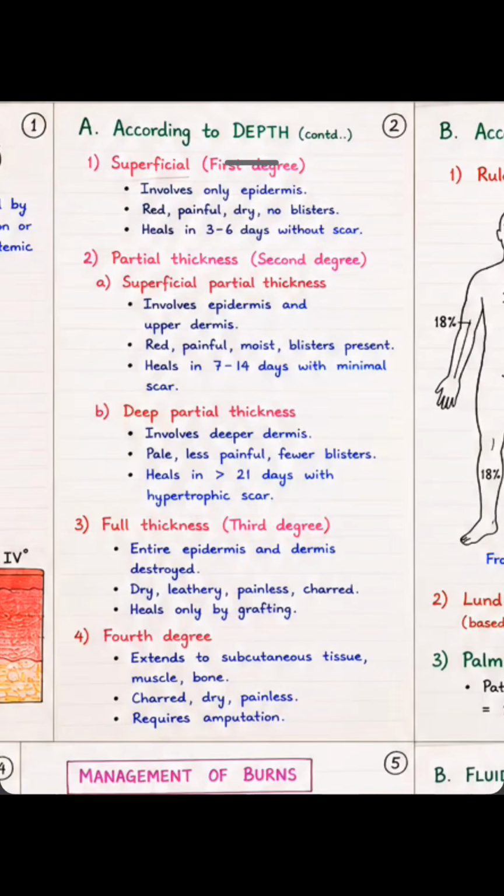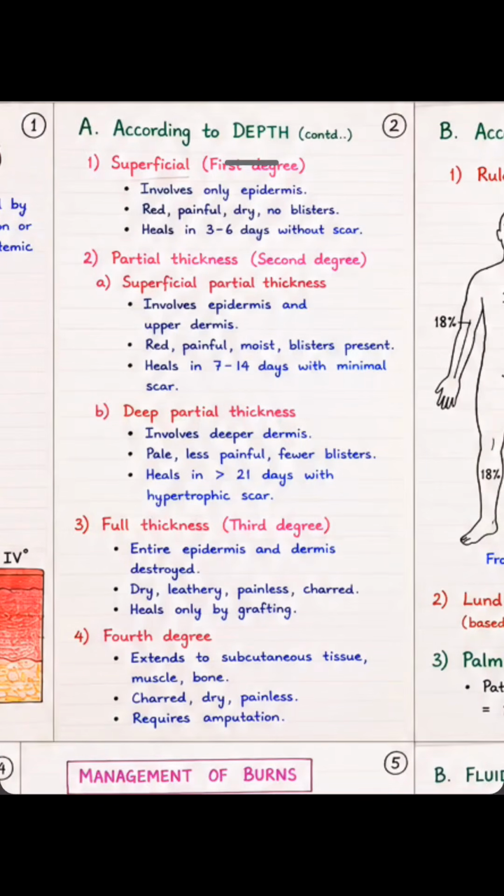Second comes the deep partial thickness. Now the burn goes deeper into the dermis. The features are pale, less painful, fewer blisters, takes more than 21 days with hypertrophic scar. So compare: superficial partial, red and painful; deep partial, pale and less painful.